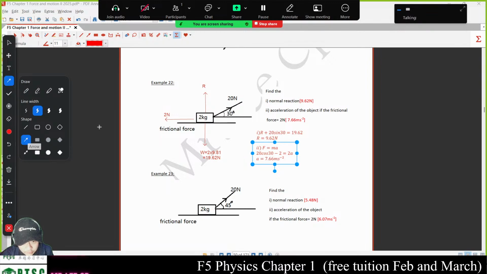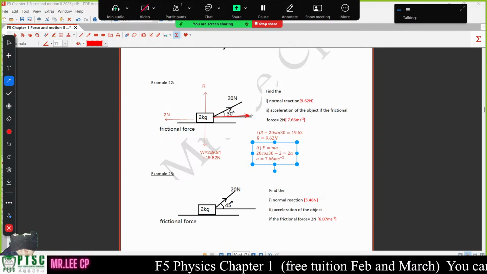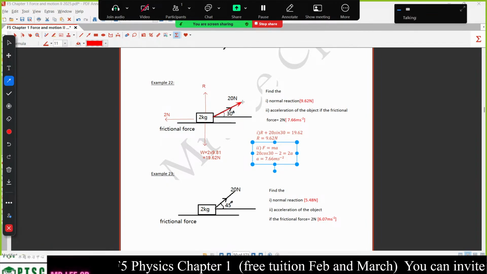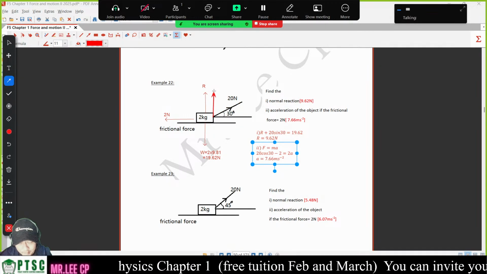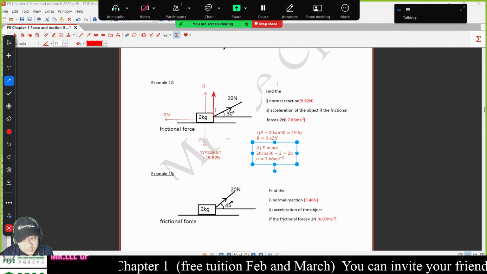I repeat one more time, very, very important. The 20, you bring to here, touching this 30, you use cos. The 20, you bring upward, not touching, you use sine. Okay, sine this angle.